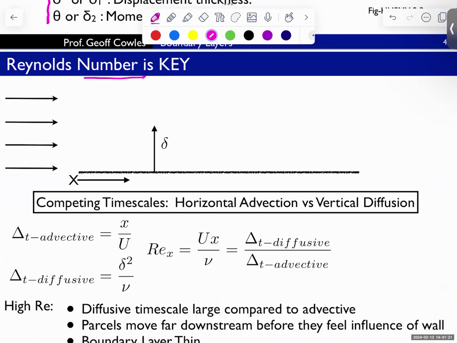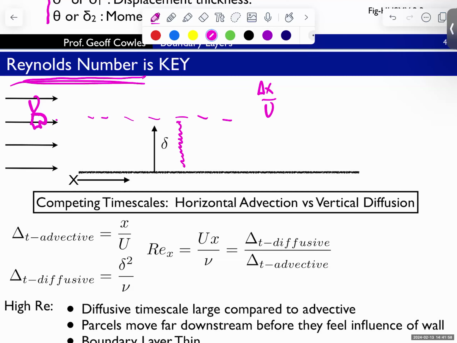Reynolds number is the key to this, and we're really thinking about competing effects. As these fluid parcels are moving downstream with a velocity u, there's a horizontal time scale, essentially delta x over u. That's how quickly you're moving laterally. It's a time scale associated with a lateral movement of delta x at a speed u. So if you increase u, you're moving faster from left to right, and it's going to decrease the time scale to move a certain distance delta x.